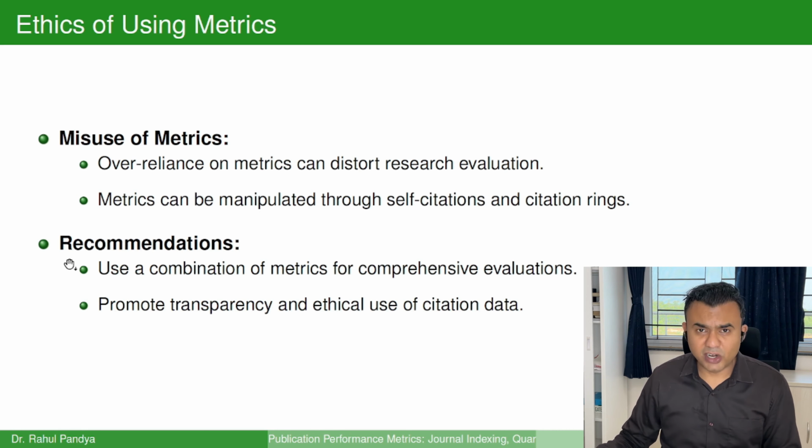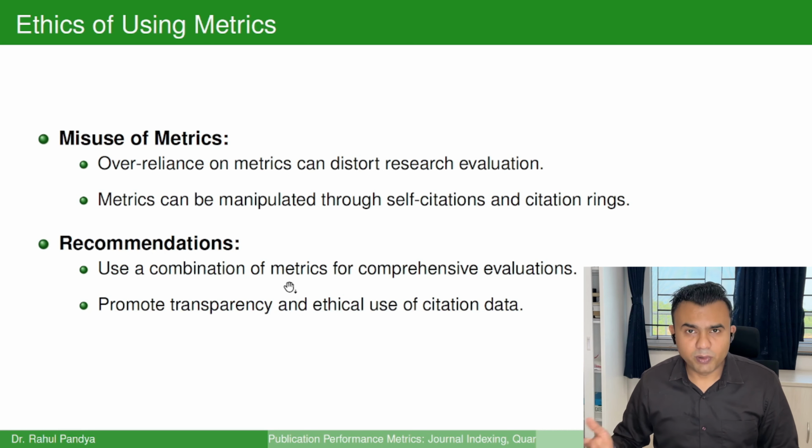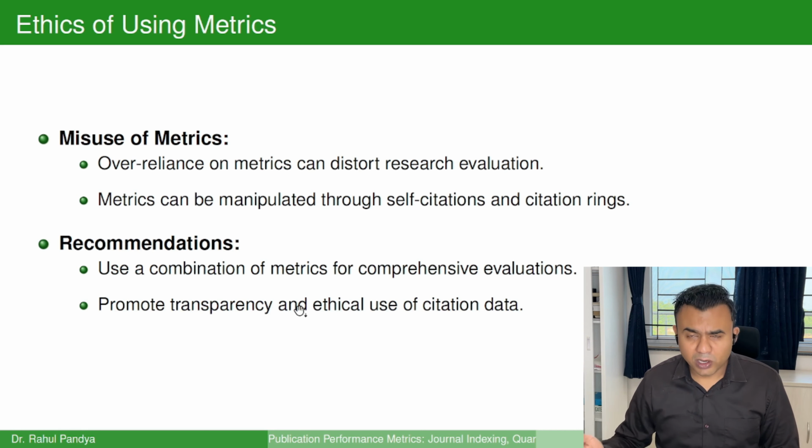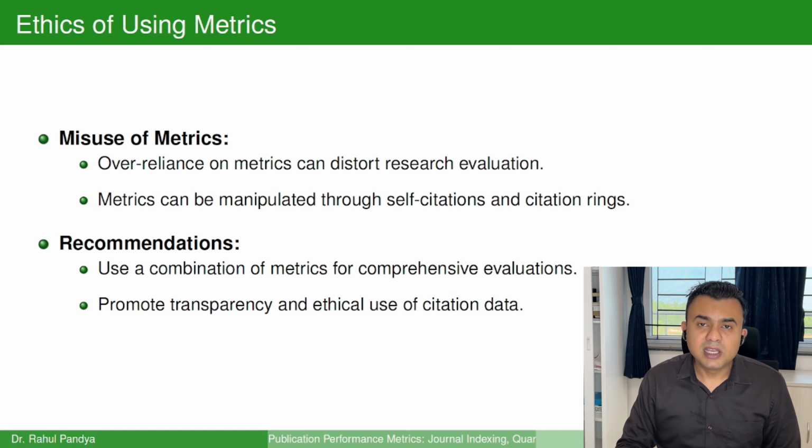So the general recommendation is to use a combination of metrics for comprehensive evaluation of a researcher's capability, or when measuring the journal's influence, and promote the transparency and ethical use of the citation data, right?